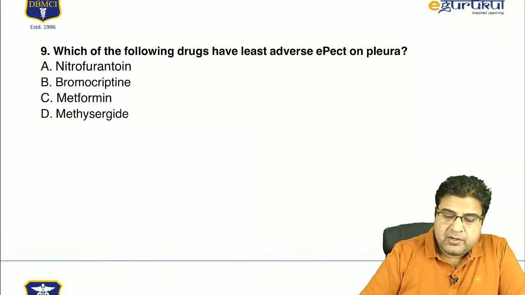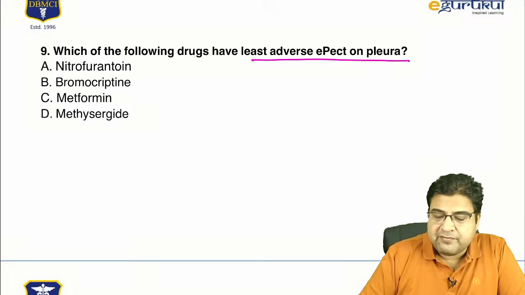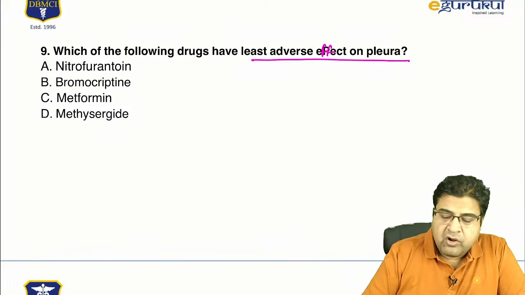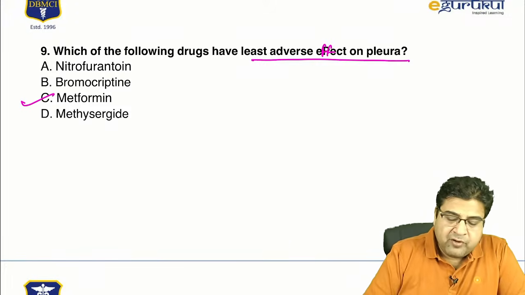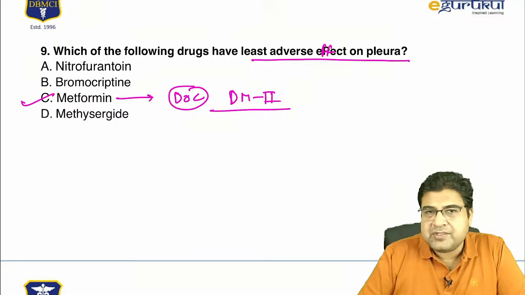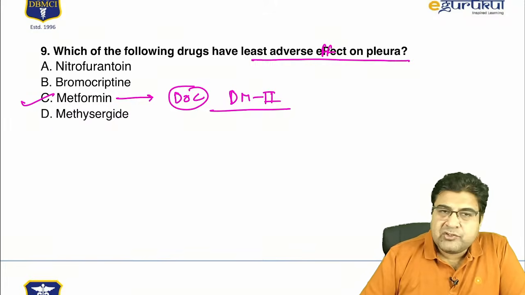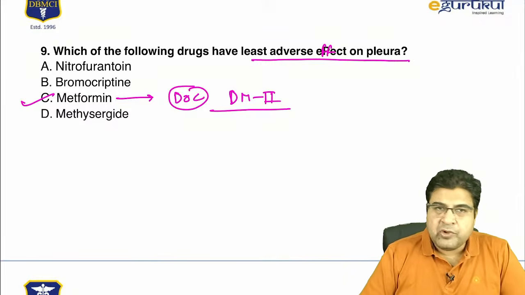Now question number 9. Which of the following drugs has the least adverse effect on the pleura? So the answer here is metformin. Metformin is the drug of choice for diabetes mellitus type 2. This medicine will not cause pleural fibrosis or pulmonary fibrosis. The rest of the medicines here will cause pulmonary fibrosis.